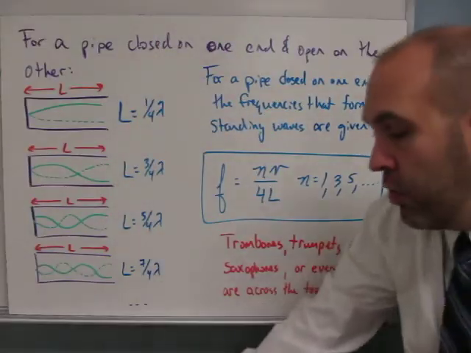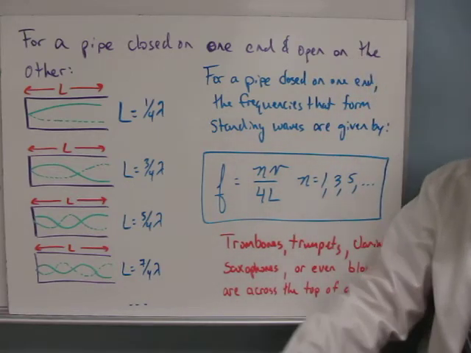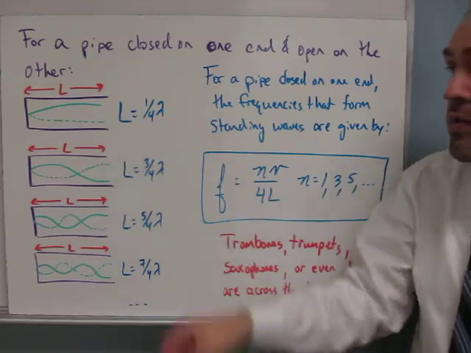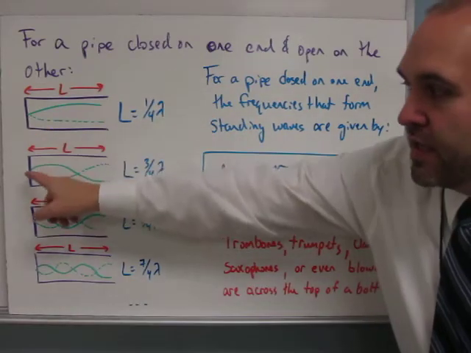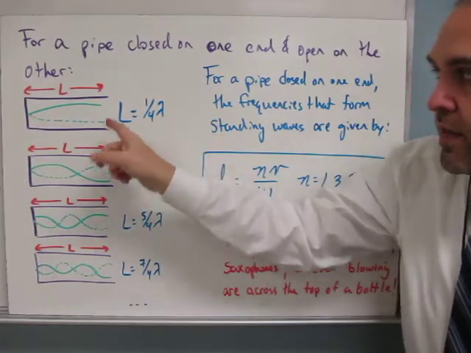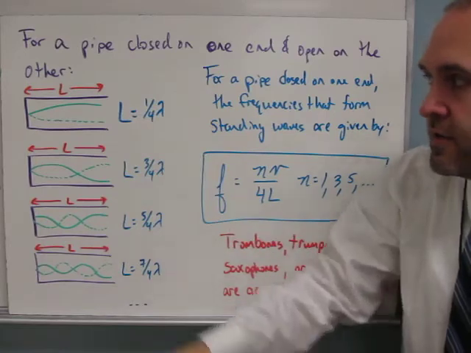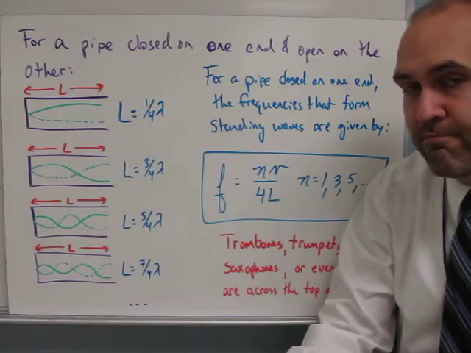Okay, what about a pipe that's closed on one end, but open on the other? So in this situation, we have a bit of a difference. So on the closed end, you'll notice that we've got this high pressure region. And on the open end, we have a low pressure. So the simplest pattern that can fit on a pipe closed at one end is different.